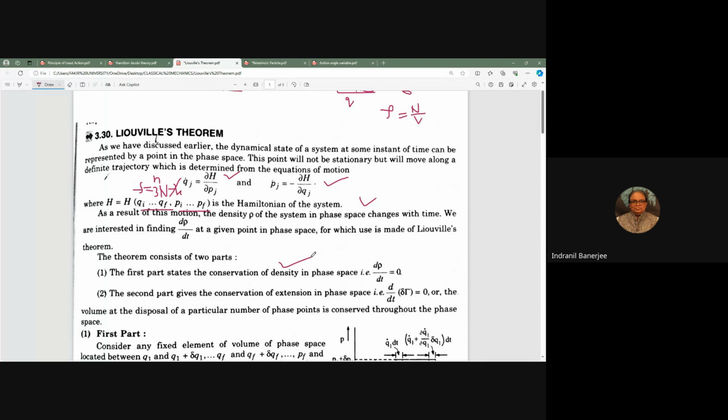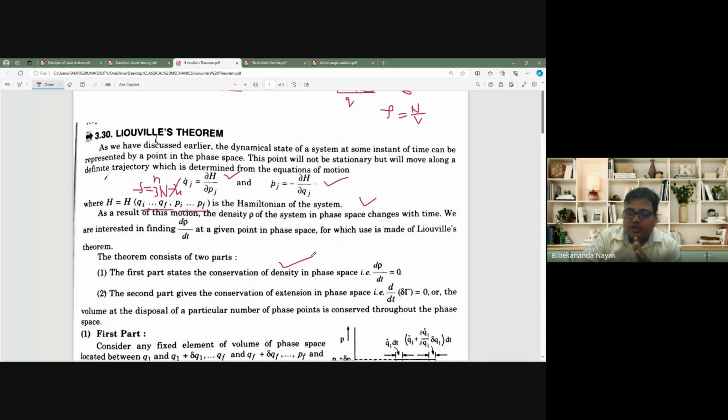In phase space, the density is a conserved quantity. That means the derivative of rho with respect to time is zero: del rho by del t is equal to zero. And there is also another, extended part: the conservation of extension in phase space.